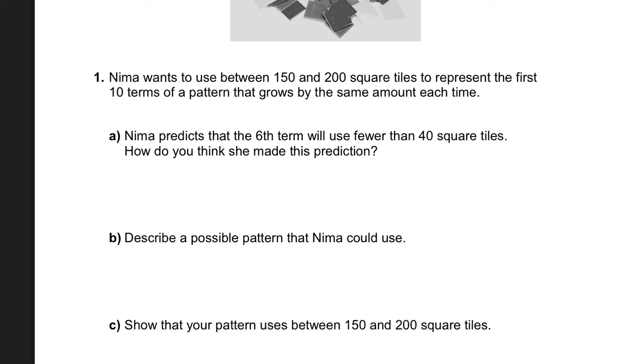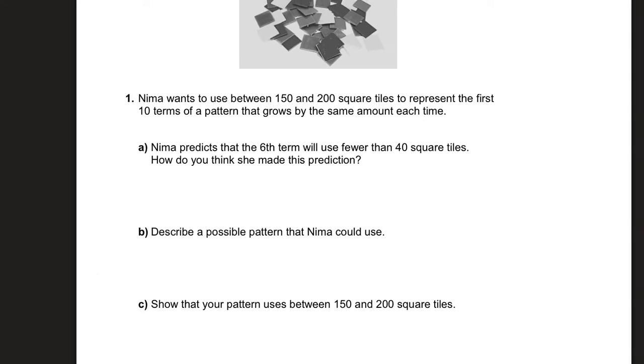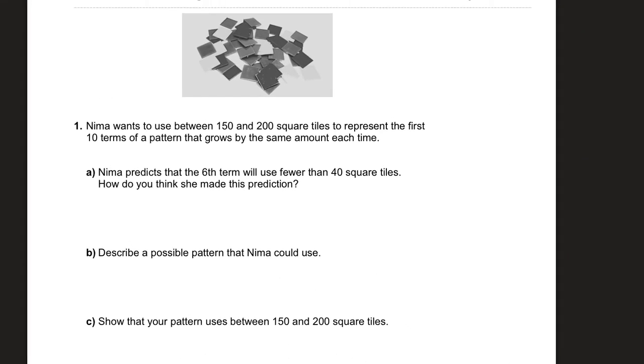Well, first, we need to define our terms. So, what is a term? This is what she's talking about. So let's say Nima has, here are the first 3 stages of her pattern. Let's say she starts fairly simple. She has 2, she adds 2 more, she adds 2 more. But we can see we're quickly running out of room, and honestly, this would take a very long time to go all the way to 10.